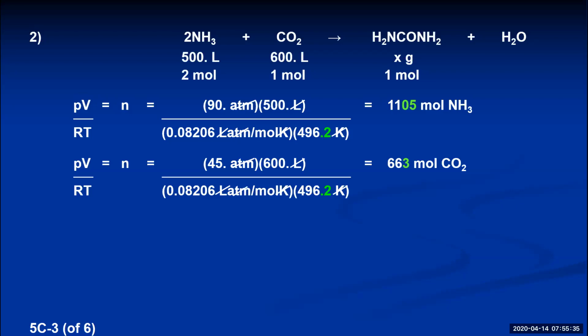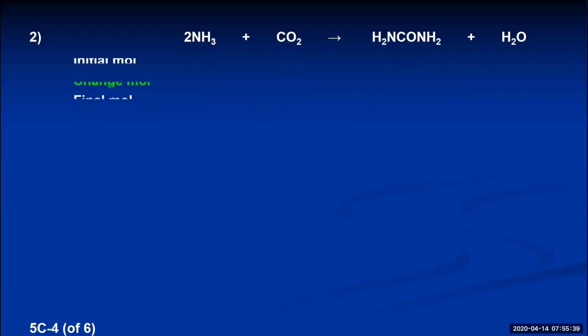So once you know the moles of each of the reactants in a limiting reactant problem, we're going to now write the initial moles down for each substance: 1,105 moles of ammonia, 663 moles of carbon dioxide, and then the one product we're interested in, the urea, there's actually none of it to start. So we have to determine which of the 2 reactants gets used up completely, and it's either the ammonia or the carbon dioxide. You essentially have to guess which it is.